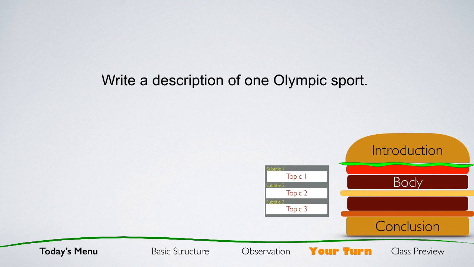Alright, now it's your turn. The Olympics is always an exciting event for everyone, but there are some sports that few people really understand. Your task this week is to imagine you have been asked to write a description of one Olympic sport. People who love sports and the Olympics will be reading the description, so I want you to choose a sport that most people would not be familiar with, like canoeing or trampoline.